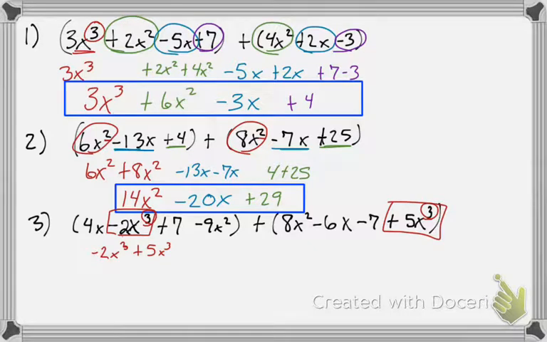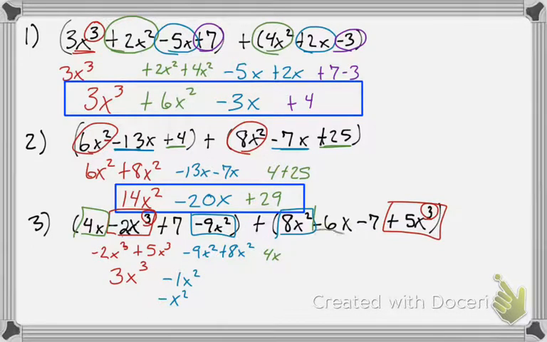And so negative 2 plus 5 would be 3x to the 3rd power. And then I'm going to look for x squareds. I see I've got a negative 9x squared and a positive 8x squared. Negative 9 plus 8 would be negative 1x squared, or you could just write negative x squared, doesn't really matter. After that, I'm going to look for my linear term next. I'm going to be looking for my plain x, so I've got a positive 4x.